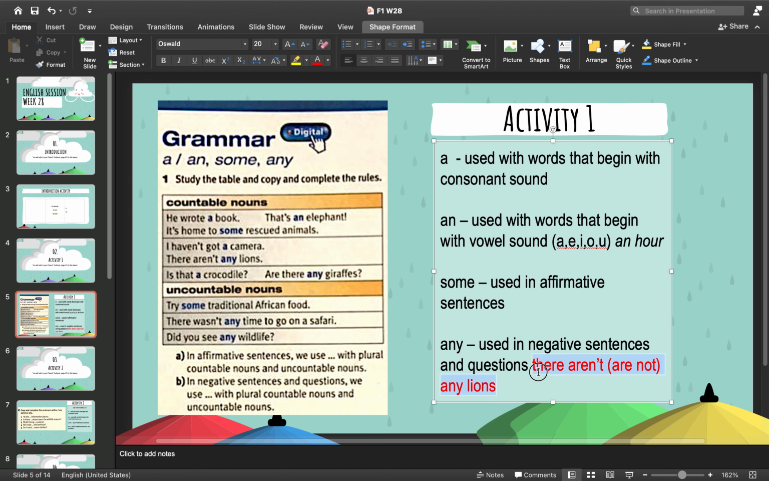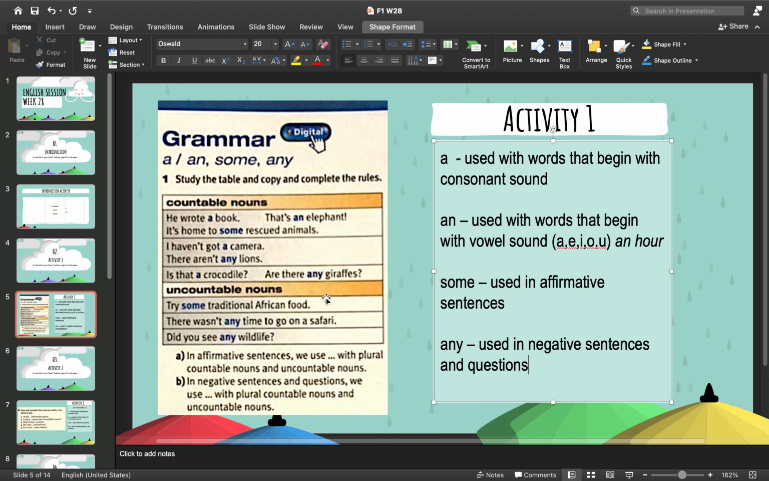Lagi satu ayat yang kita boleh pakai dengan perkataan any ni ialah questions. Dalam questions ada apa? Ada question mark. Okay, kalau kita nampak ada tanda soal ni, terus jawapan dia, kalau disuruh isi tempat kosong pakai some dengan any, jawapan dia mesti any. Sebab any sahaja yang boleh pakai dengan questions, some tak boleh.